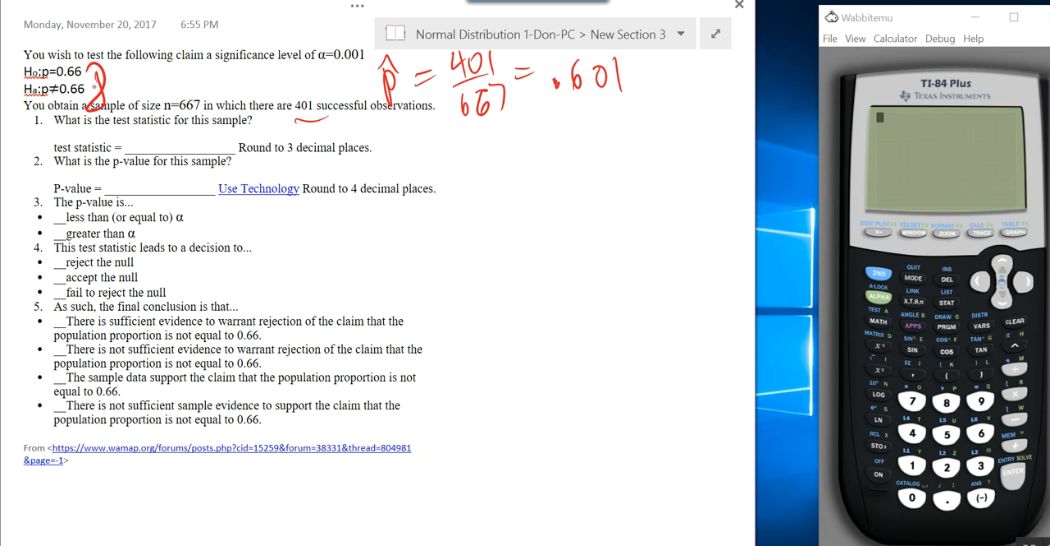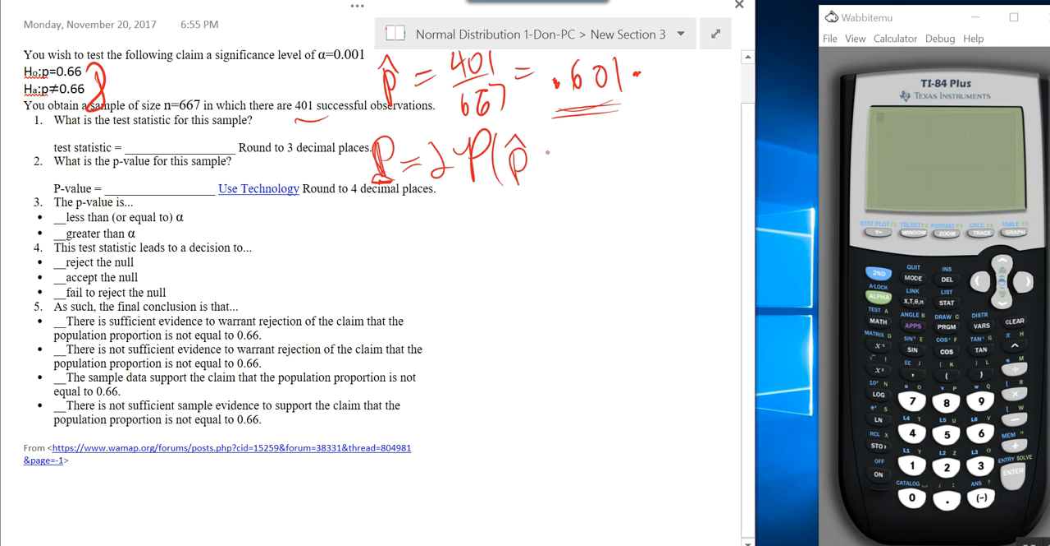And there is certainly some evidence that it's not 0.66, since our p hat did not come out to be 0.66. But could this have happened by chance, even though it is 0.66? Yeah, definitely could. And how likely is that to have happened? That's what we mean by the p-value. It's a two-sided test, so we're going to go 2 times the appropriate one-sided test.